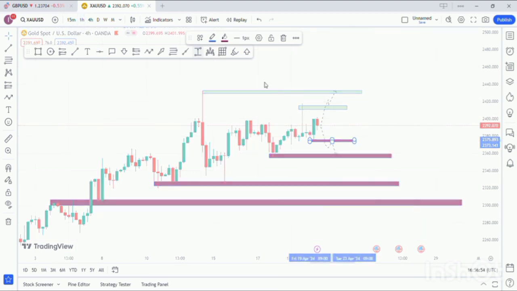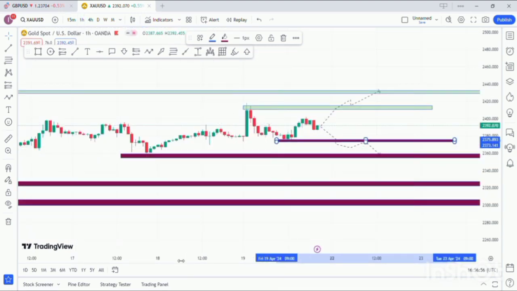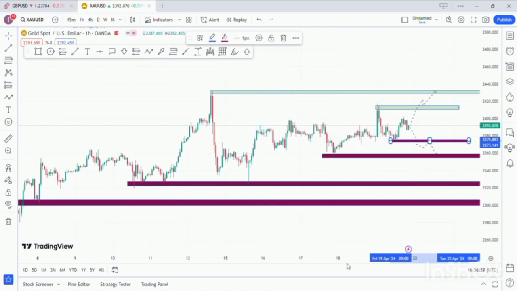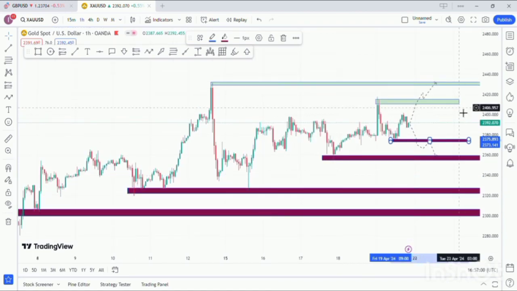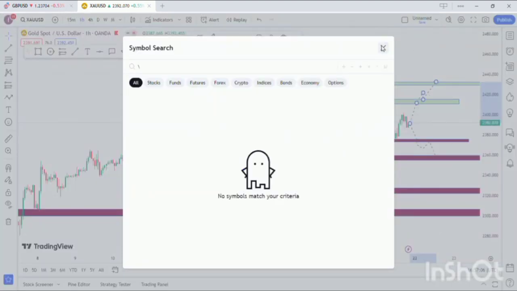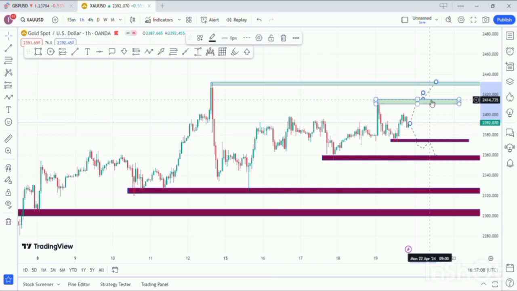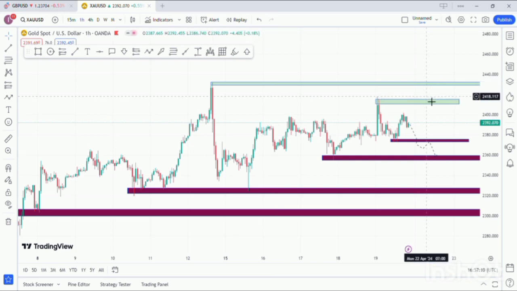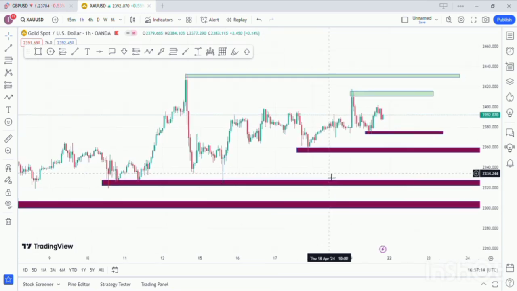So let's move over to the 1 hour time frame so we can see the zones very visibly and clearly. Okay guys, this is the 1 hour time frame for XAUUSD. I'm quickly going to delete this so we don't get our chart all messed up. So guys, this is the 1 hour.